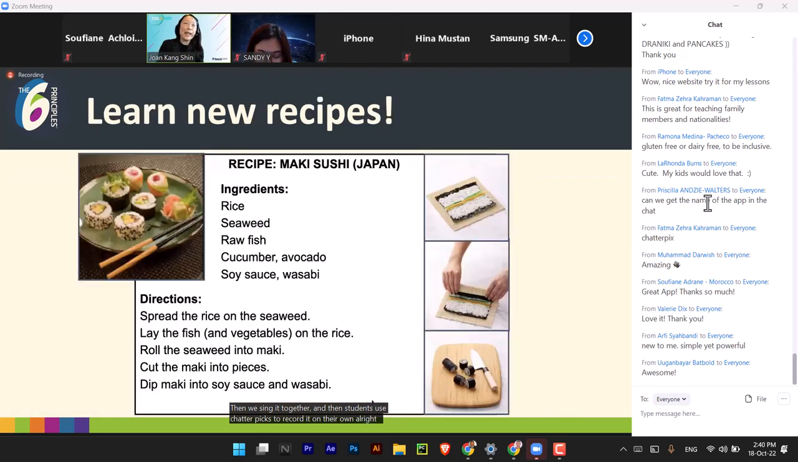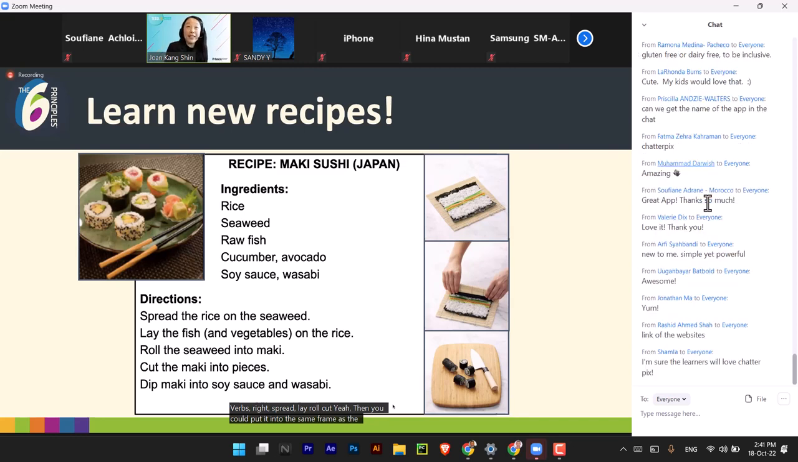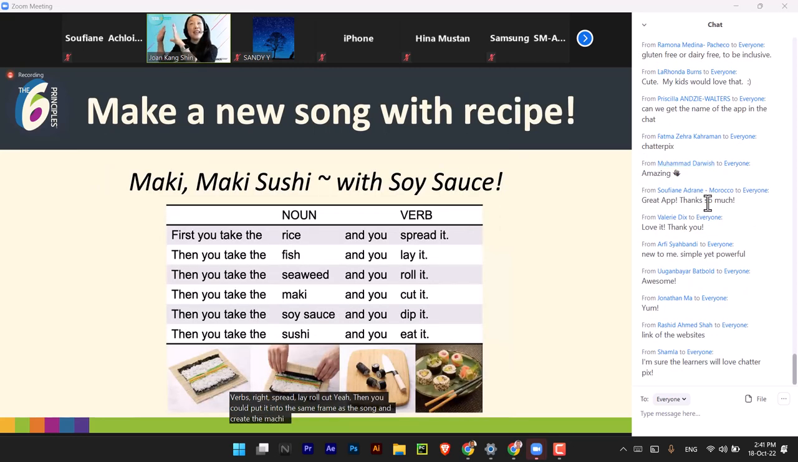All right. Now, as I was mentioning before, maybe you're going to introduce your students to new recipes. Great. So here, how many of you like sushi? So you might introduce them to a recipe. Now they have new nouns, the foods, rice, seaweed, fish, and then they have new action verbs, right? Spread, lay, roll, cut, dip. Then you could put it into the same frame as the song and create the maki sushi with soy sauce song.